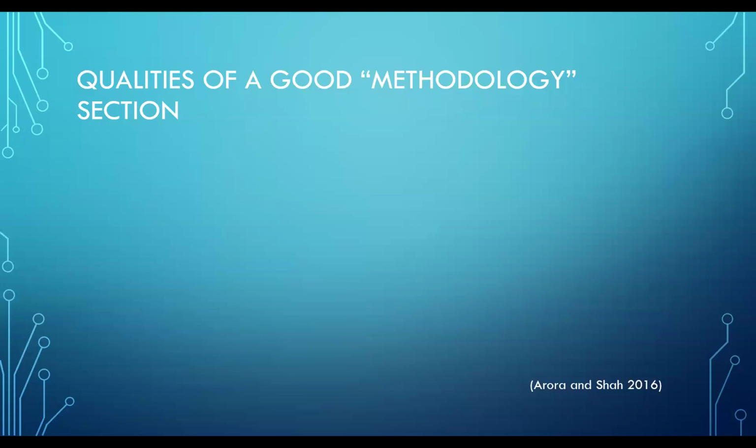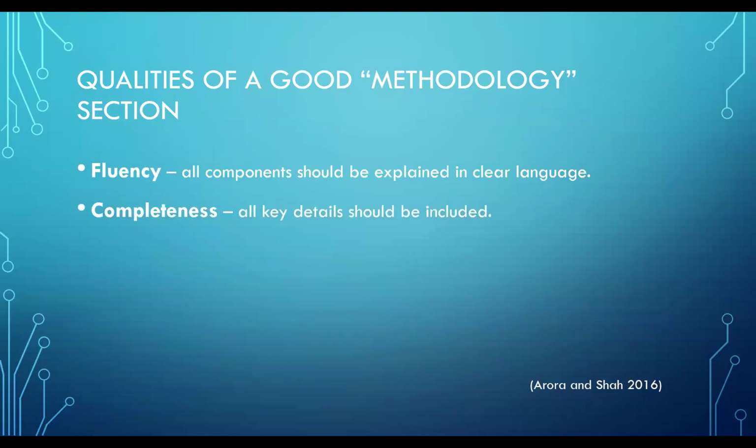What are the qualities of a good methodology section? When somebody is peer reviewing your paper or when an editor is doing that first check to say, should I send this paper for peer review? What do they look for? So basically what they're looking for is everything explained in clear language? That's fluency. Are all key details included? In other words, those 6 things that I talked about in the last slide, are all of them covered in the manuscript that is submitted?